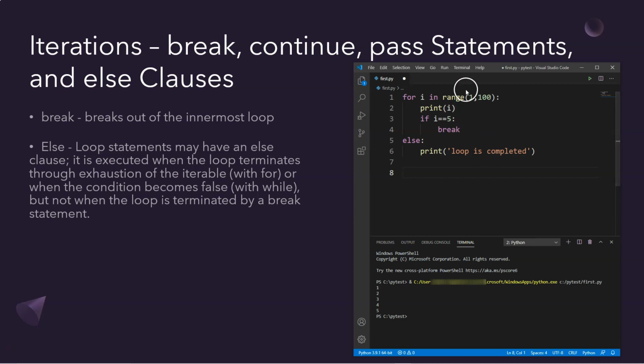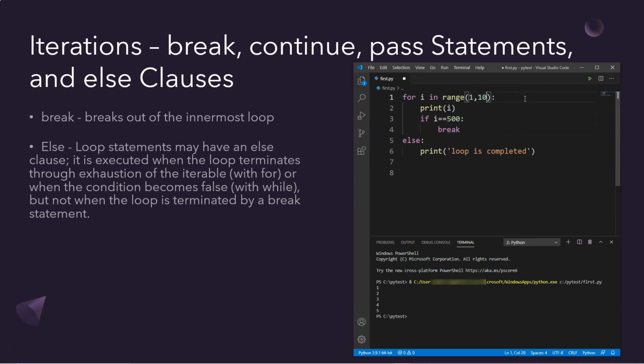It's going to break from the whole loop. So let's try it. You see that it printed 1, 2, 3, 4, 5, and it did not go there. But if I make it run for 100, or let's say this condition is equal to 500, it will never reach that break statement.